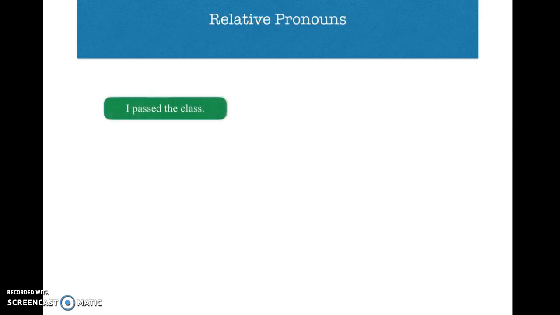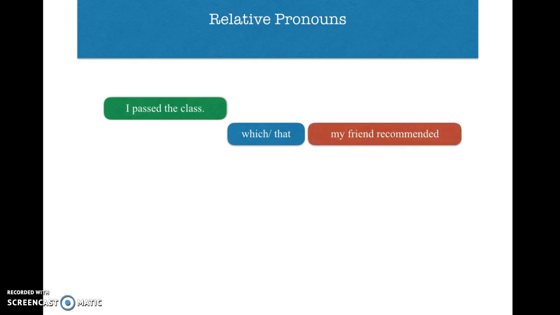Let's have a look at relative pronouns. So these two sentences: I passed the class, my friend recommended it. We want to combine these two together, so we'll get rid of the last part. So I passed the class. We're adding information on the class, so I passed the class which my friend recommended. So instead of the it at the end, that it is replaced by which, or that in this case.